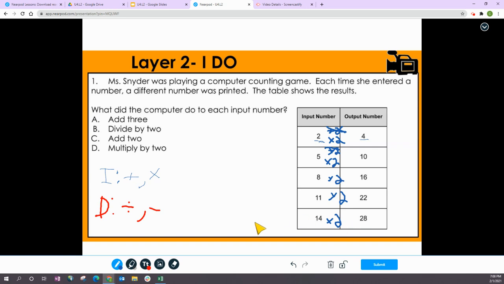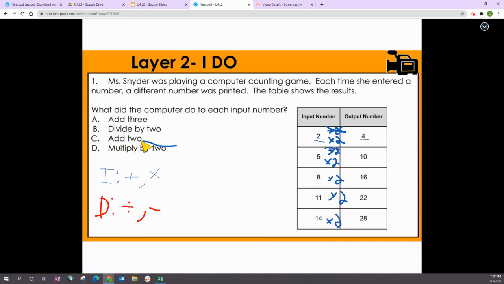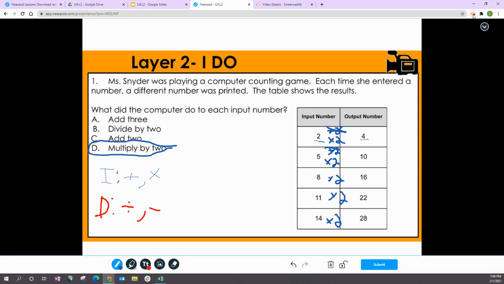This makes sense, or multiply 2. This makes sense because it applied to every single relationship in my input and output. So D is going to be my correct answer. Great, now your teacher's going to ask you some questions.